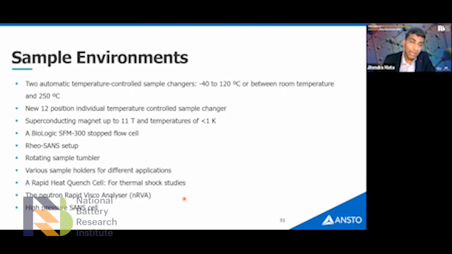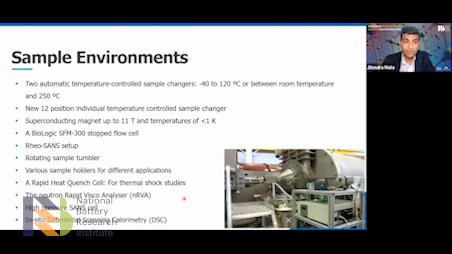And then we also have one in the world, which is the in situ differential scanning calorimetry instrument. So if you are interested in the thermal profile of any material while you are collecting small angle neutron scattering, you can do that. So these are some of the sample environments I have listed.